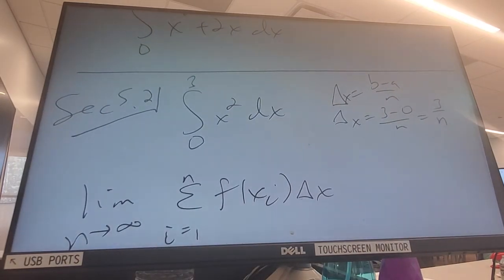So what sucks about 5.2 is we're not going to get numbers. We're going to get things dependent on n. We're going to get things dependent on i. Why?